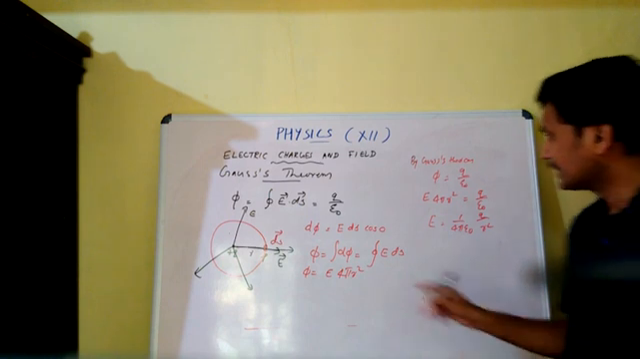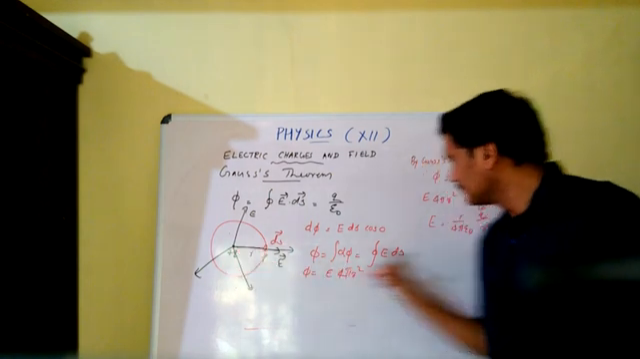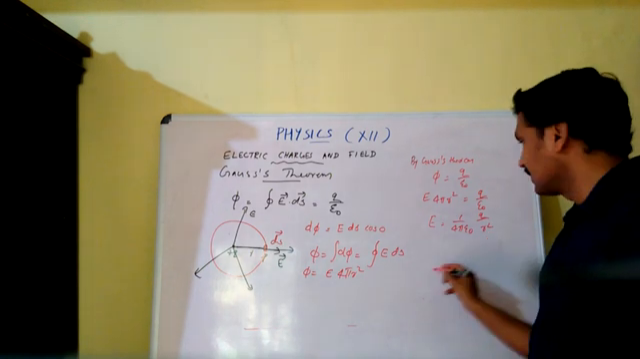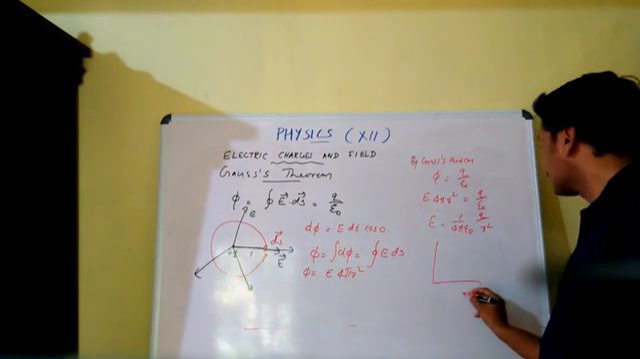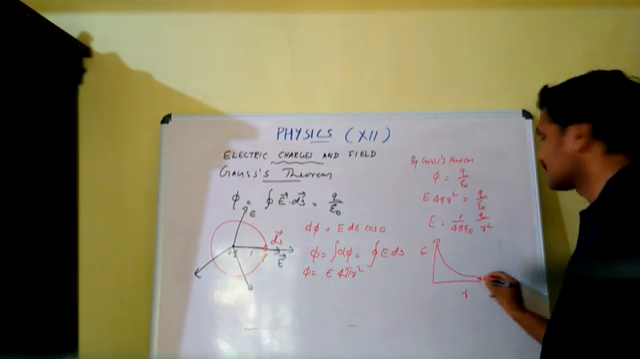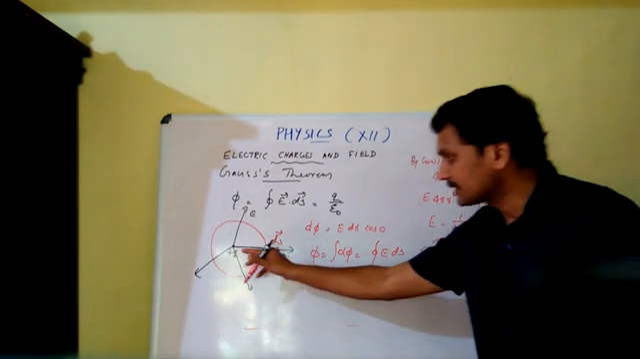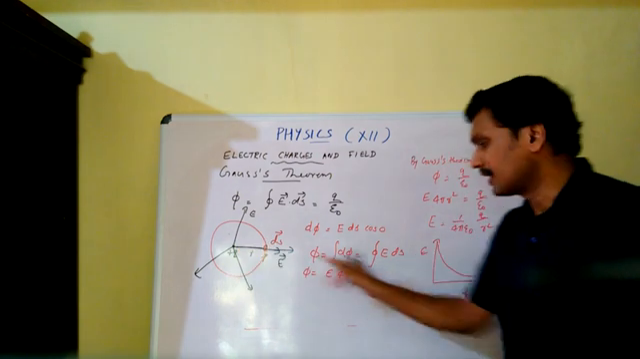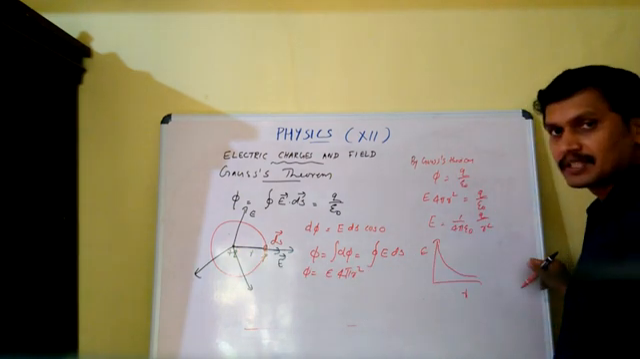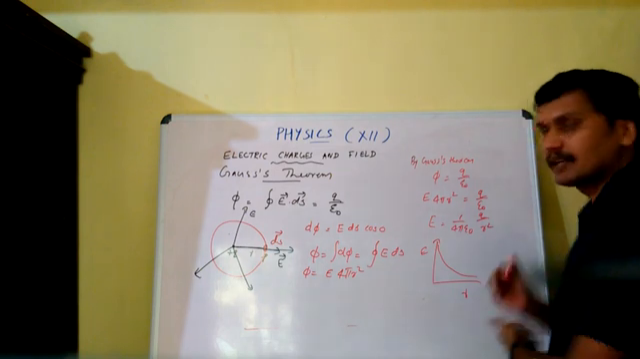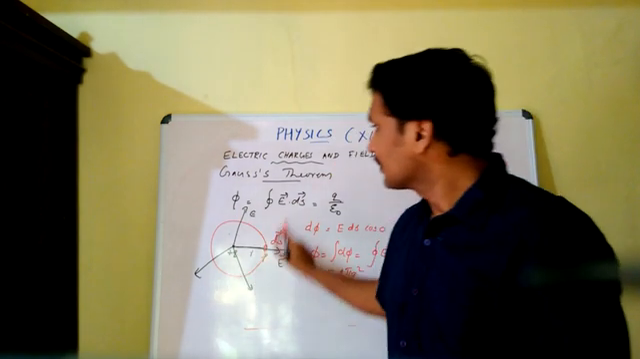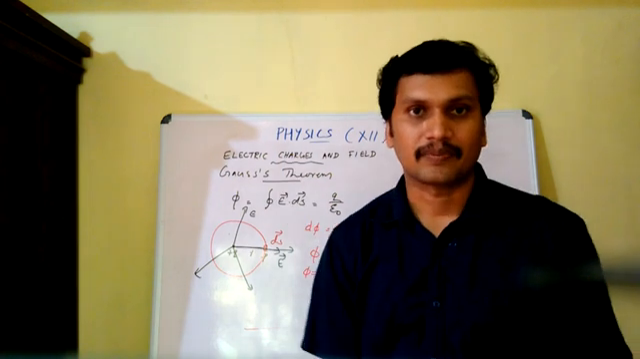And see that the electric field is inversely proportional to the square of the distance. When the distance from the charge increases, the electric field decreases. The electric field is maximum very close to the charge, and it decreases with increasing distance. It comes to 0 only at infinity. That's the electric field due to a point charge using Gauss's theorem. Okay, thank you.